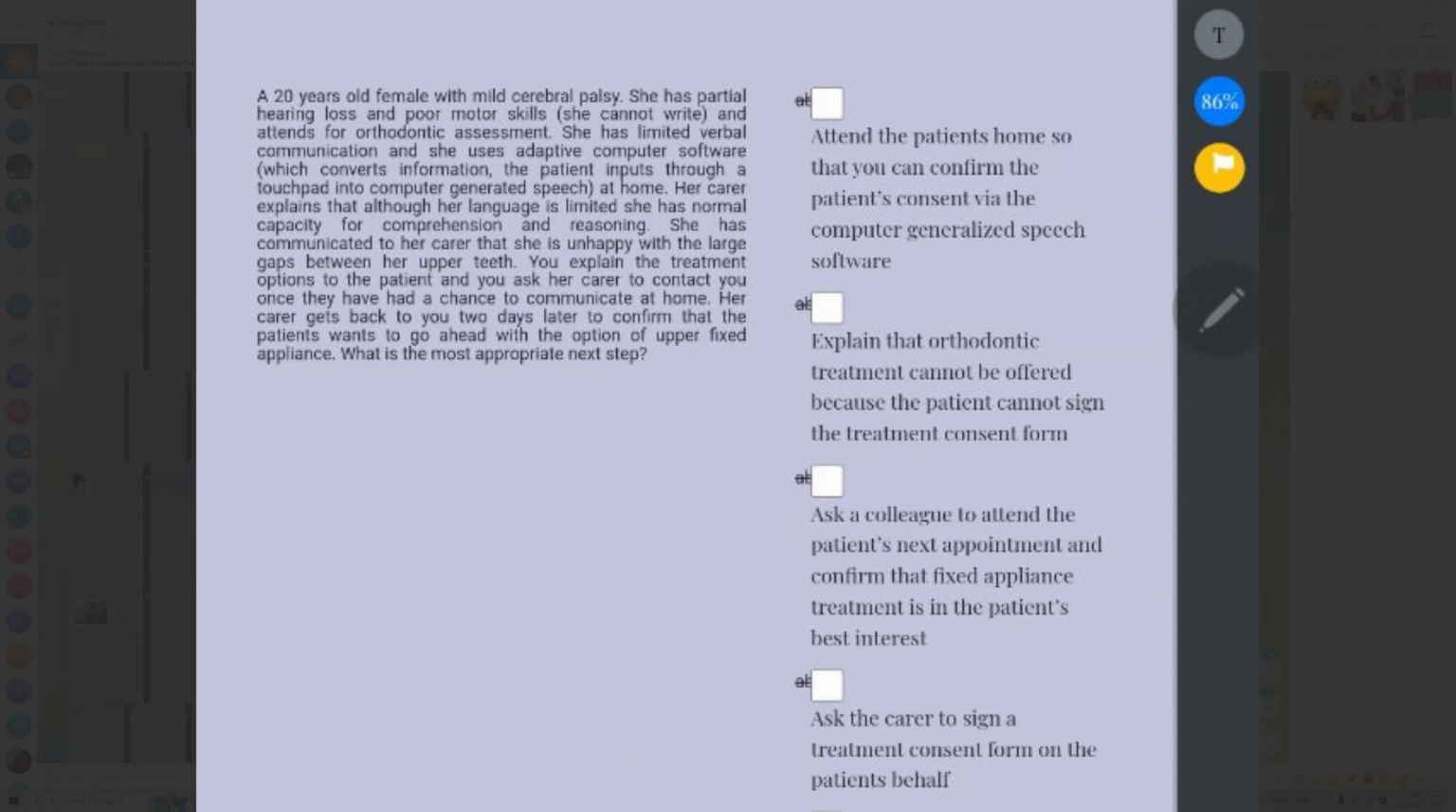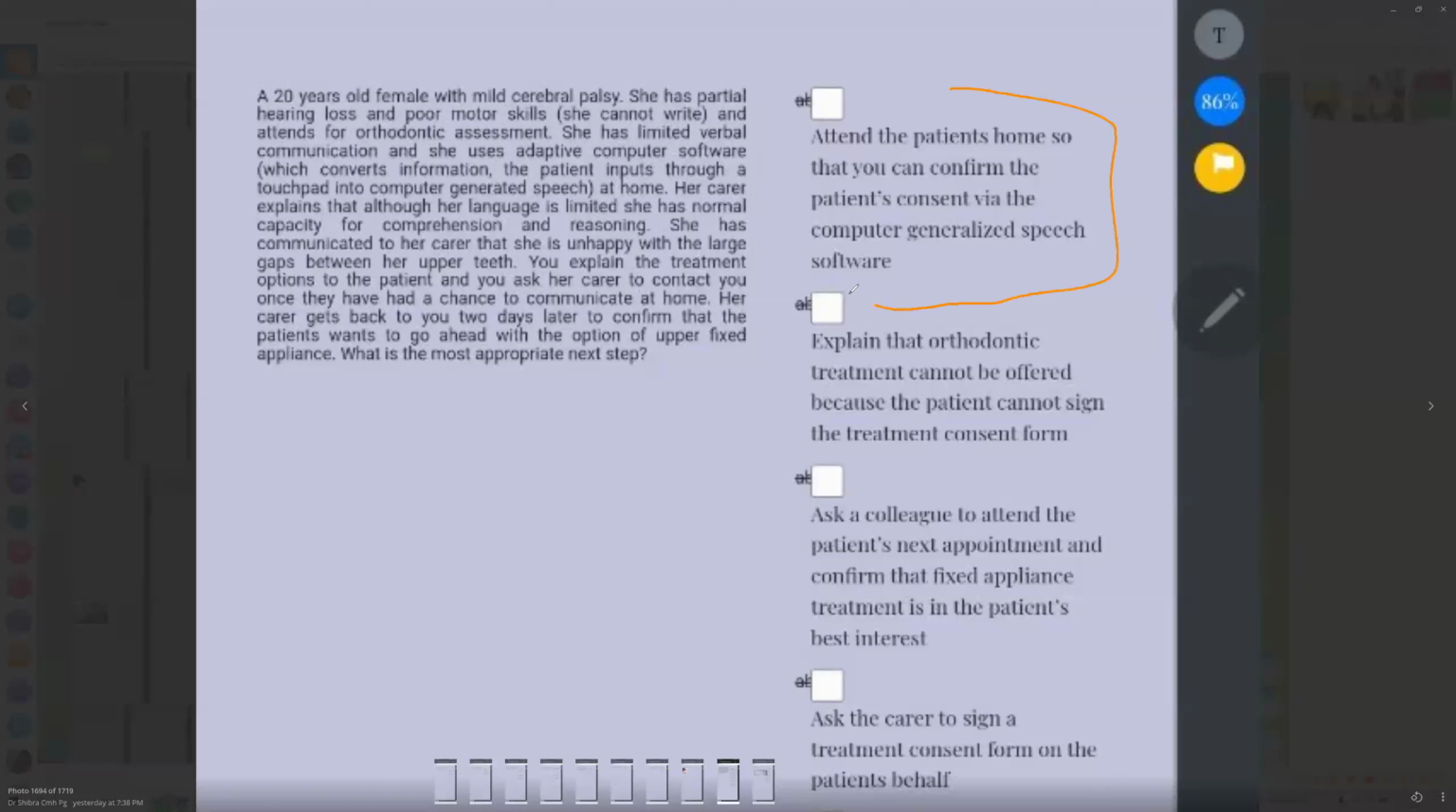Attend the patient's home so that you can confirm, like you cannot rely upon the carer. So attend the patient's home so that you can confirm the patient's consent through computerized speech software. Yeah. Because the care provider is not the person to consent for an adult patient. Cannot be offered, because the patient, no. Ask a colleague, no. Ask another carer, no. So option A is correct here.